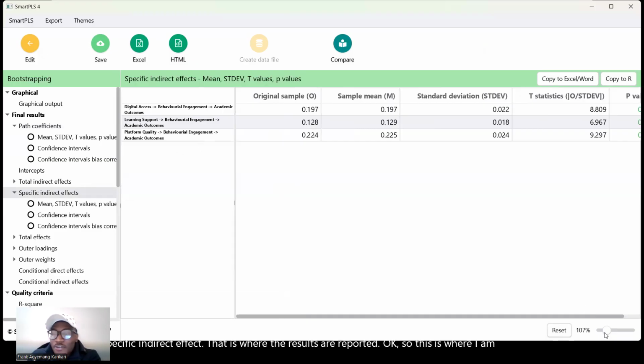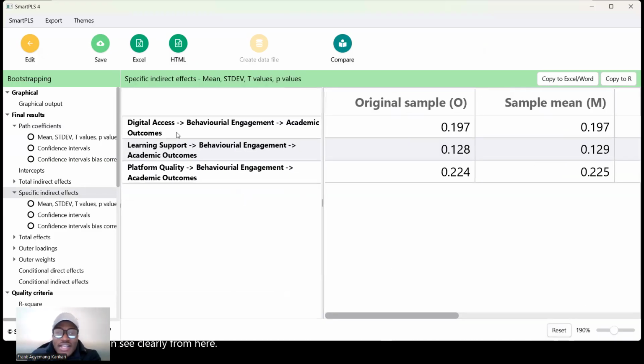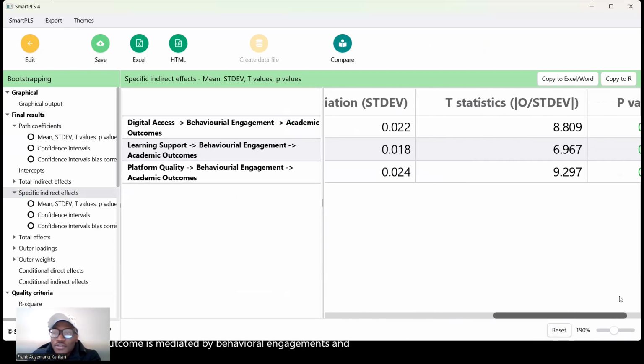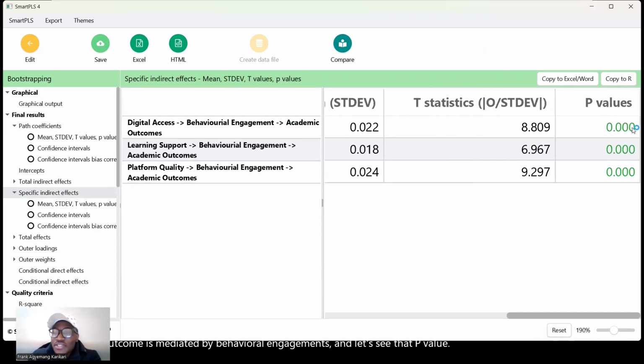And we can see clearly from here, the relation between digital access and academic outcome is mediated by behavioral engagement. All right. Learning support and academic outcome is mediated by behavioral engagement. And let's see the p-value. The p-value is 0.00, 0.00. So here, is it full mediation or partial mediation?